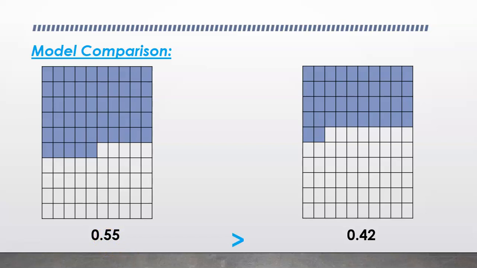Okay. Let's see something else. This column represents what? Tenths. Right. 3 tenths. Okay. How many here are shaded? 1, 2, 3, 4, 5, 6, 7. 7 tenths. Then 7 tenths is more than 3 tenths, of course.